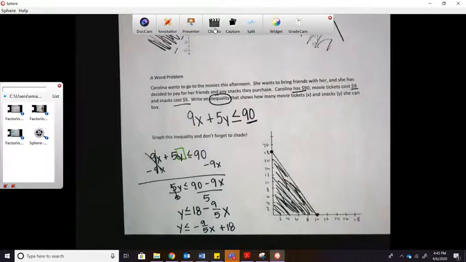So that's our first part of inequalities. Tune in for part 2.